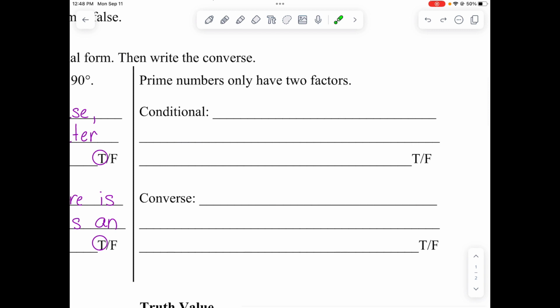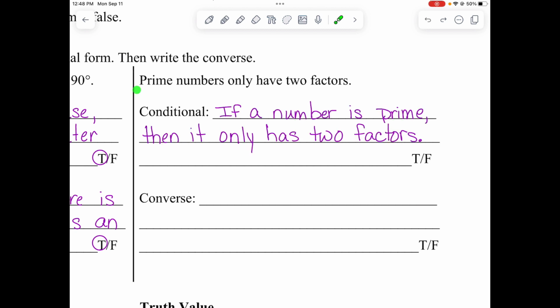All right, prime numbers only have two factors. So remember, a prime number is a number that is divisible by itself and 1, but not divisible by anything else, no other factors. So first we would write this as an if-then statement. So if a number is a prime number, then it will have only two factors. And that would be true. Can't have any more than that, no more factors than that.